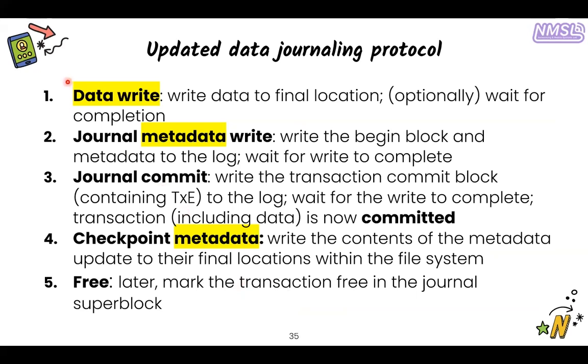Now update step 1, we do the data write first. Then we do a journal write, but we only do the metadata. And then journal commit. And we do a checkpoint, but we only have to checkpoint metadata because we're not journaling the data, and then free. So we're finally done.